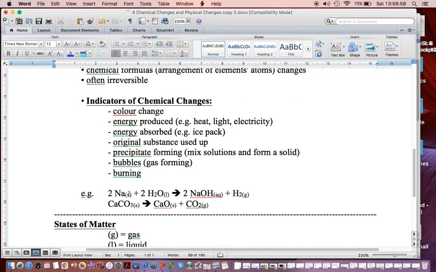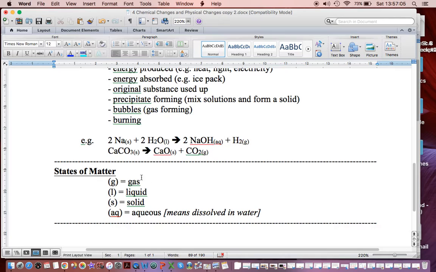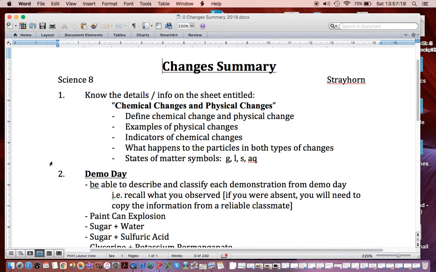And if we look at the reactant side, its formulas are different than the product side, and that clearly shows a chemical change. We use these lowercase letters to represent the three states, along with aqueous, which means dissolved in water, which means we've made a solution. So all that you should know.